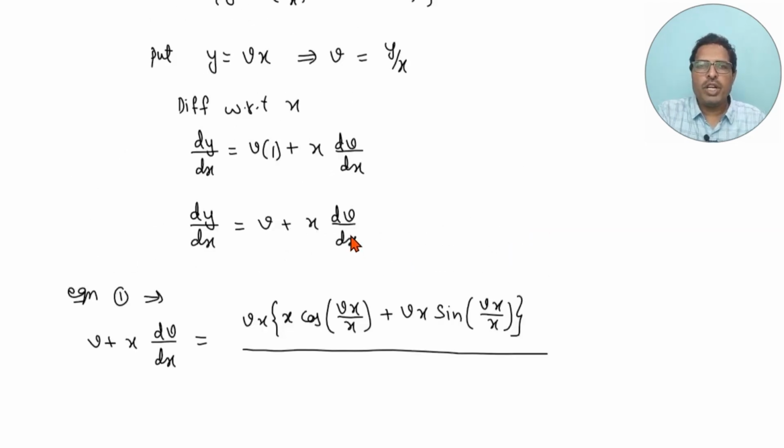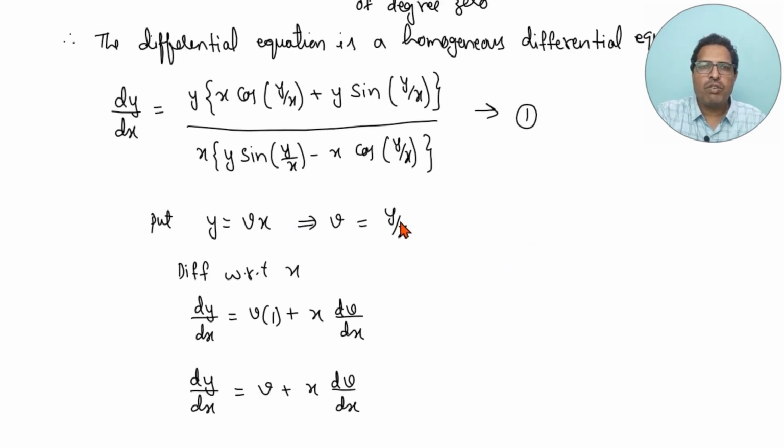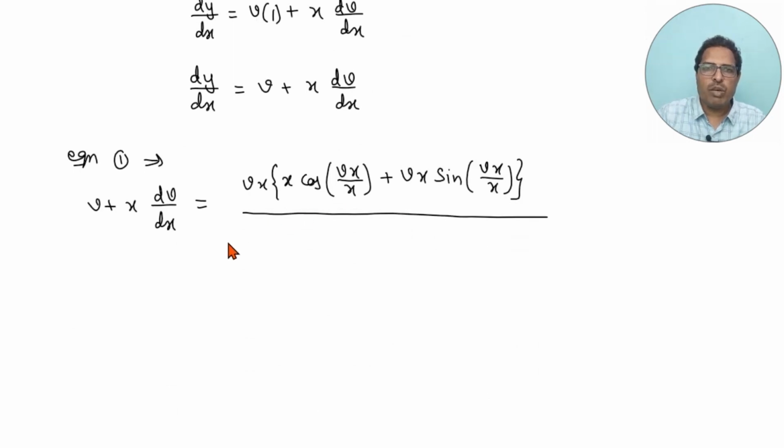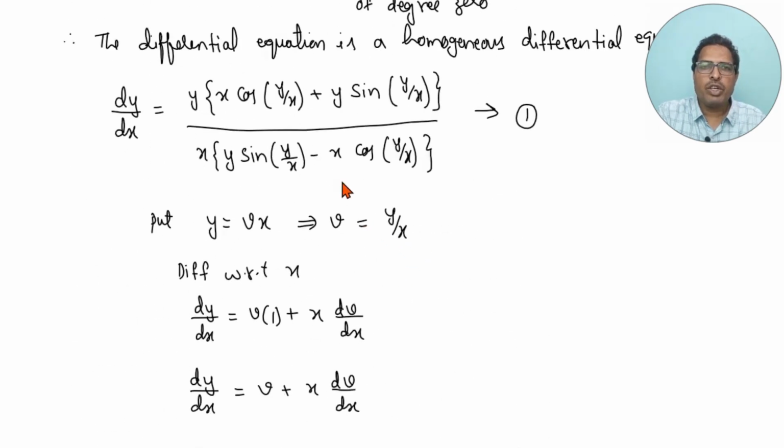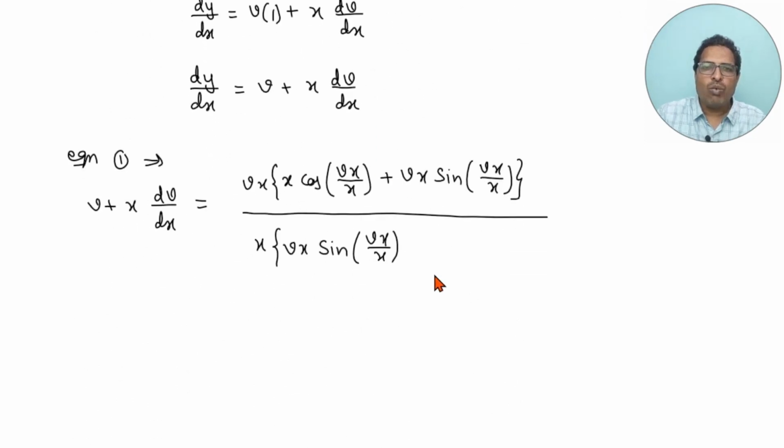in the denominator you have x times y into sine y by x, where y value is vx into sine of vx by x, next term is minus x cos y by x, where y is vx by x.